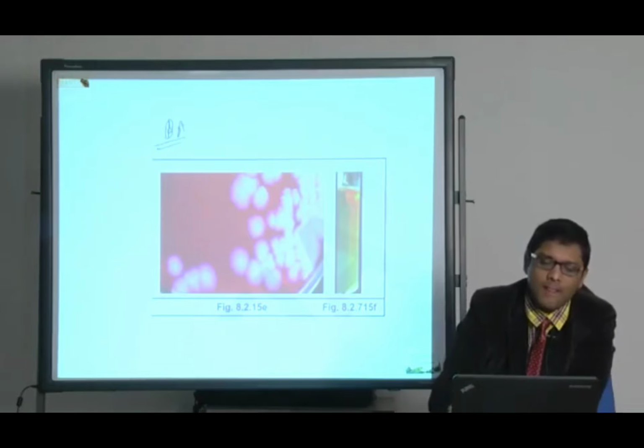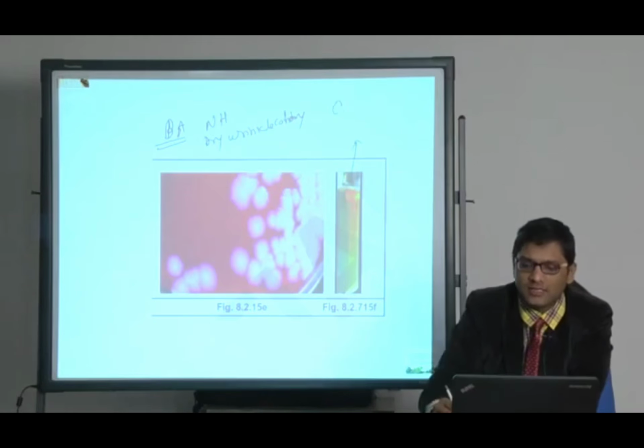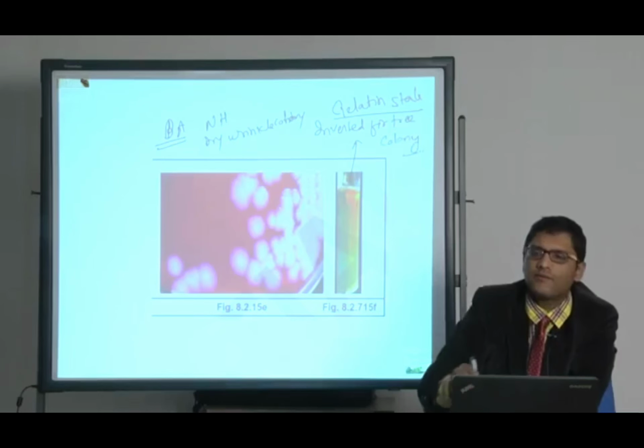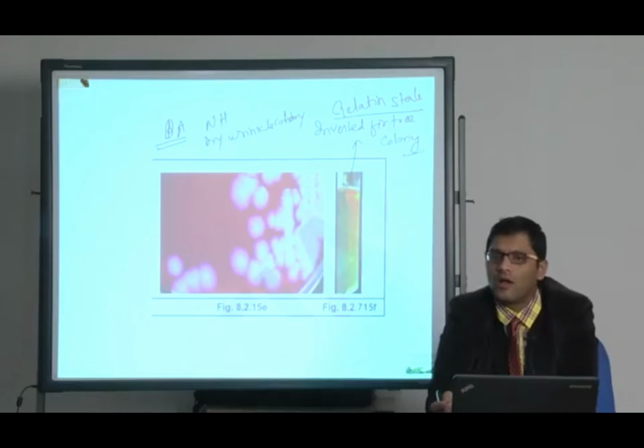Anthrax on blood agar: non-hemolytic dry wrinkled colony, and on gelatin stab agar, inverted fir tree appearance.